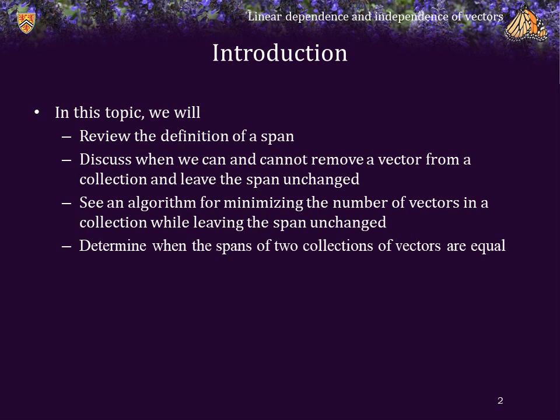So in this topic, we will review the definition of the span of a collection of vectors. We will discuss when we can and cannot remove a vector from a collection and yet leave the span of that collection unchanged. We'll see an algorithm for minimizing the number of vectors in a collection while leaving the span unchanged, and describe how we can determine when the spans of two different collections of vectors are equal.